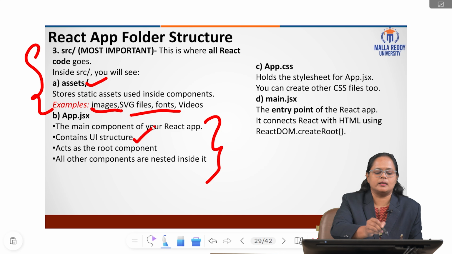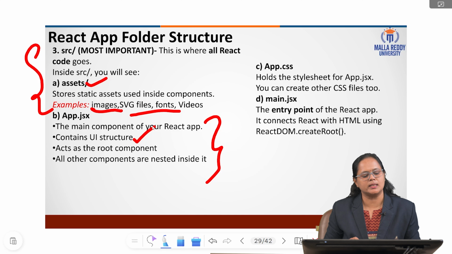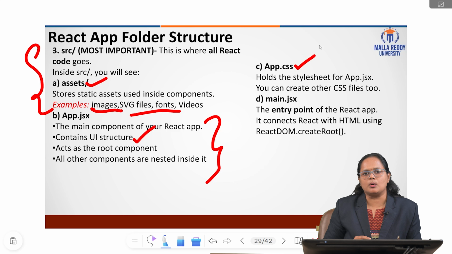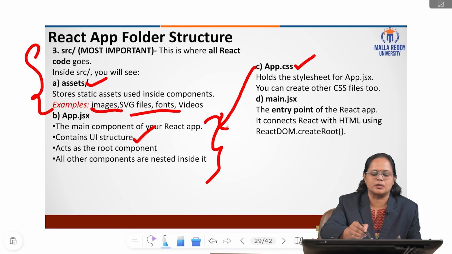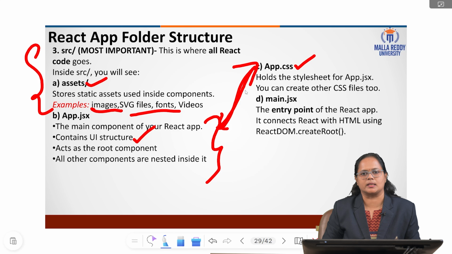It contains the UI structure. Whatever you put in this app.jsx file, that will be reflected on your web page. Then the app.css file. If you want to apply any styles to the content which you are putting, you put those respective CSS styles related to this app.jsx in the app.css file.